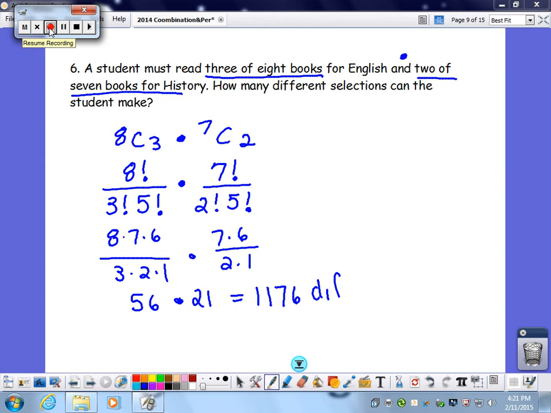All right, so I have different selections. Okay, so like I said, it's all about being able to recognize whether you have a combination or a permutation.